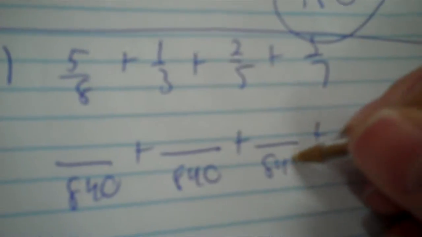Okay, so 840 is your lowest common denominator. Definitely that wasn't going to show up on the multiplication chart. Okay, so 8 times what's 840? I'll divide 840 by 8, 105. So we'll times the 5 by 105, and that's going to be 525.